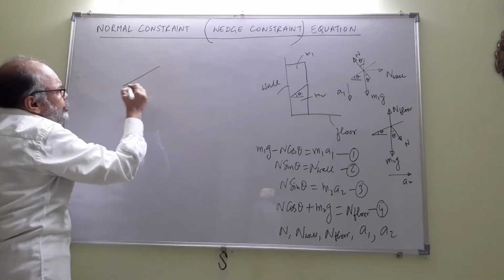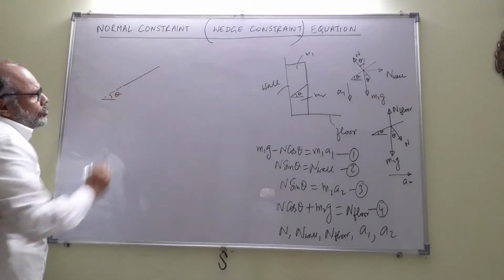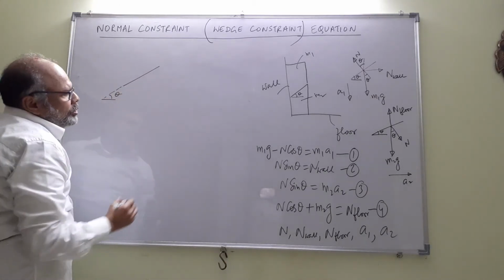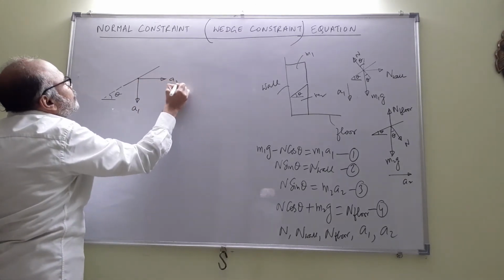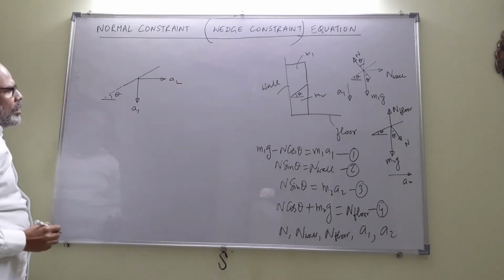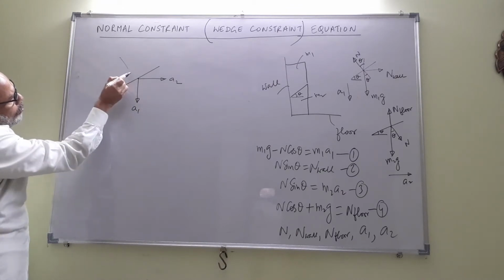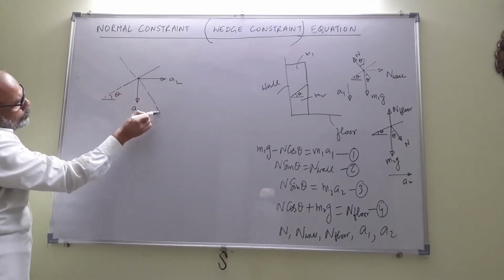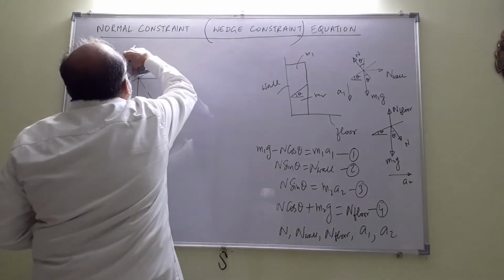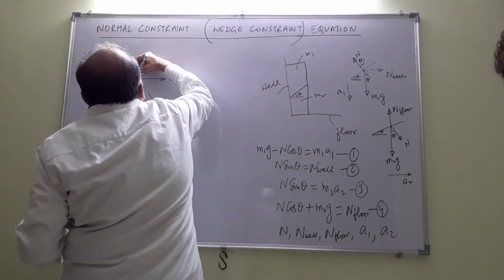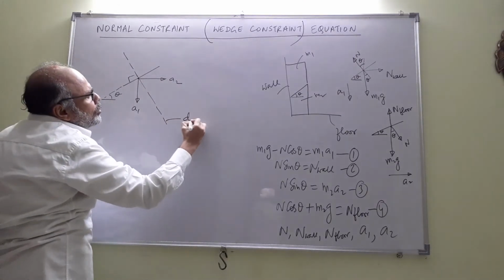I will show the common surface here like this. This is making an angle theta with the horizontal. Let us show both the accelerations. A1 is this way and A2 is this way. And what is the direction of the common normal? The normal force is along perpendicular to the surface. This is 90. That is the direction of the common normal.